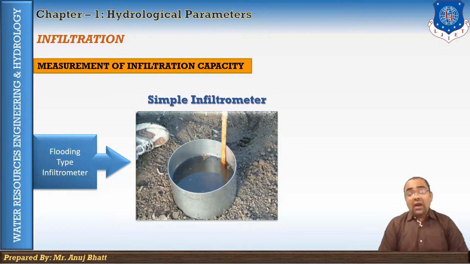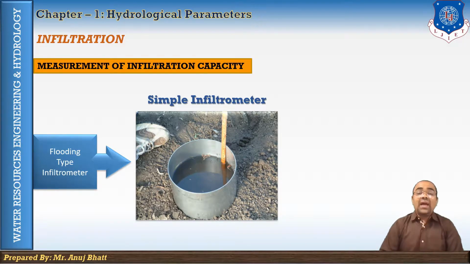Now, after that, water is poured into the top part to a depth of about 5 centimeter, and a pointer is set to mark a particular water level. As the infiltration takes place, the water level goes down, and the water level is maintained constant by adding water from the burette. Readings of the burette are also taken at regular intervals to determine the rate and the amount of infiltration.